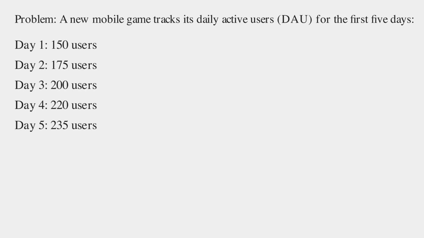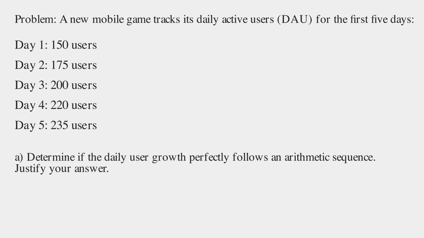Imagine a new mobile game tracking its daily active users, or DAU, for the first 5 days. Here is the data. On day 1, we have 150 users. On day 2, 175 users. On day 3, 200 users. On day 4, 220 users. And on day 5, 235 users. First, we need to determine if this daily user growth perfectly follows an arithmetic sequence and justify our answers.